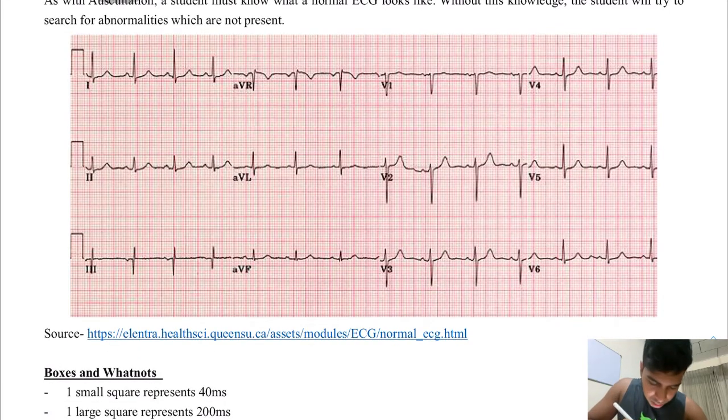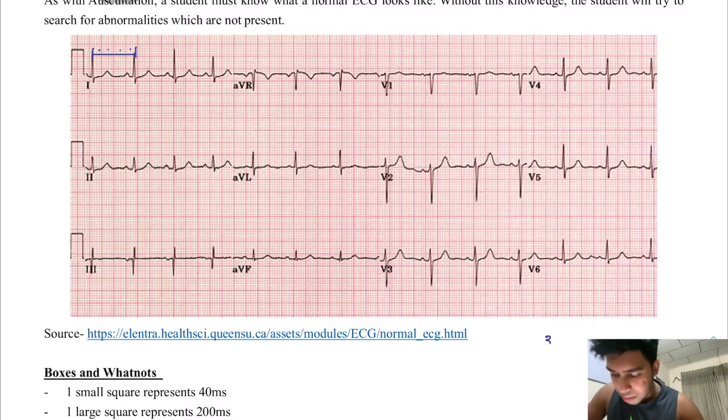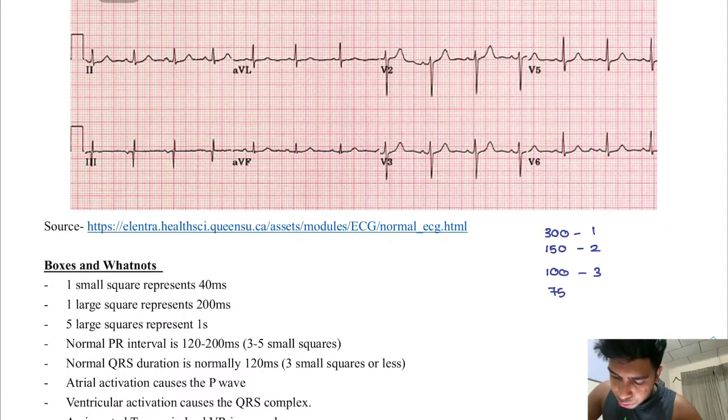First, the rate. Look at this. I will teach you. There's around 1, 2, 3, 4 big boxes. And that corresponds to a rate. The way I remember it is, if it is just 1 box gap, the rate is 300. If it is just 2 boxes, the rate is 150. 3 boxes, rate is, let me write the boxes, 1, 2, 3. The rate is 100 when it's 3 boxes, 75 when it's 4 boxes, 60 when it's 5 boxes, and beyond that, it's going to be bradycardia. Okay, so this range is a normal heart rate.